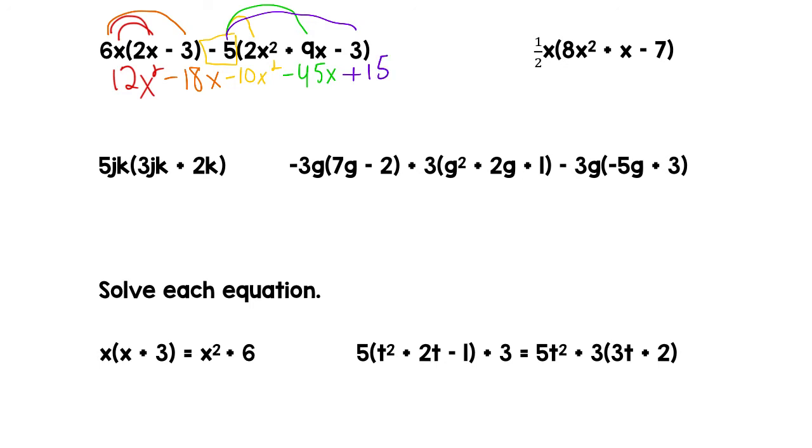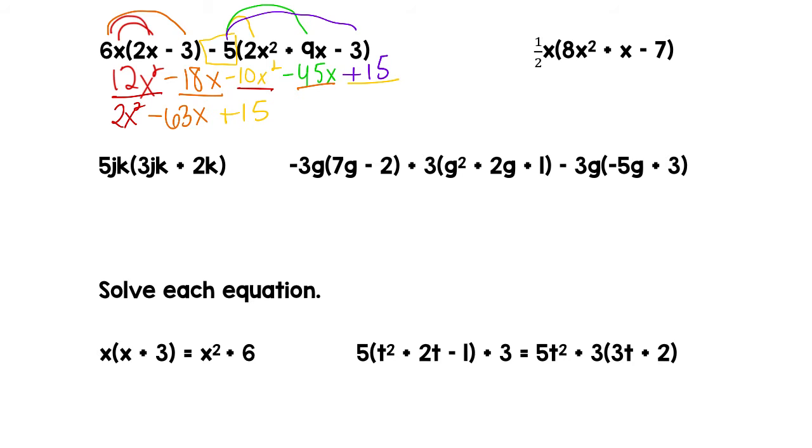We combine like terms. We've got an x squared here and an x squared here. So 12 minus 10 is 2x squared. We've got an x here and an x here. So -18 minus 45 is minus 63x. 15's all alone, so plus 15.